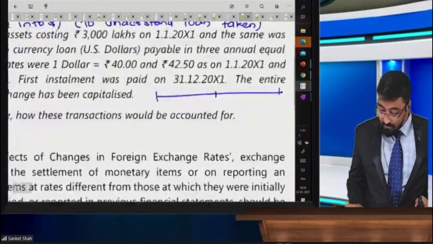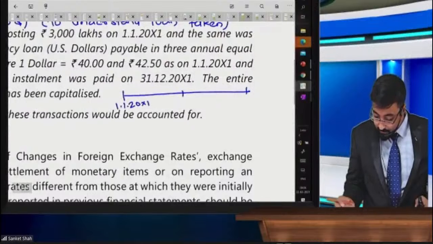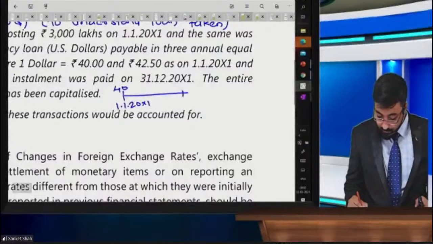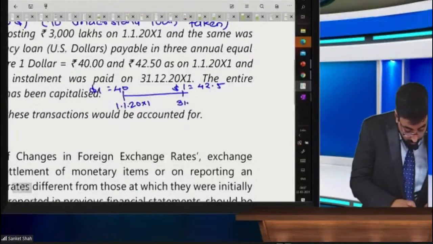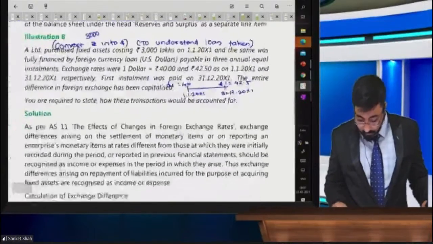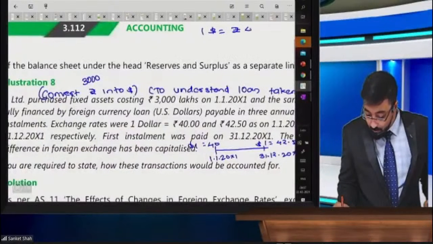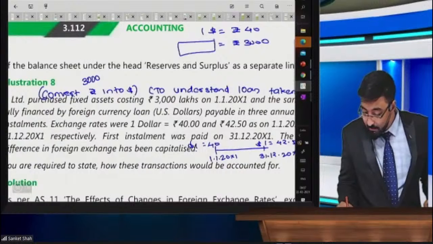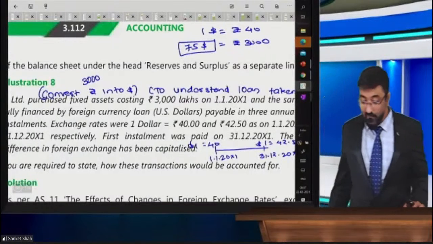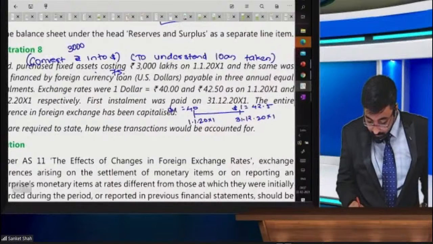For the rate, please draw the time scale diagram. On 1/1/2001, $1 is equal to 40 rupees, and $1 is equal to 42.5 rupees on 31st of December. So 3000, $1 is equal to rupees 40. So rupees 3000 is equal to how many dollars? 3000 divided by 40 is $75. So your borrowings are $75, yes, 75 lakhs dollars.